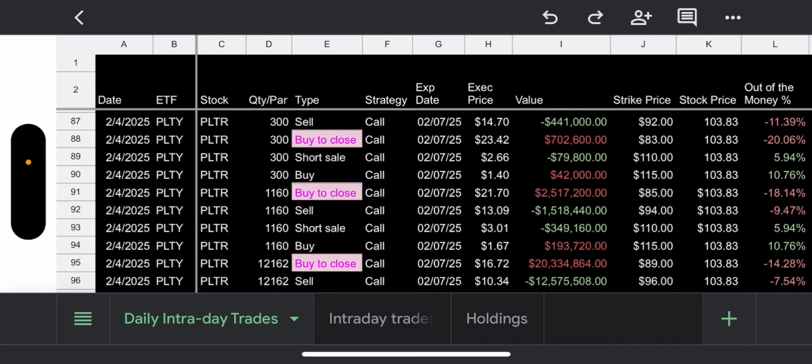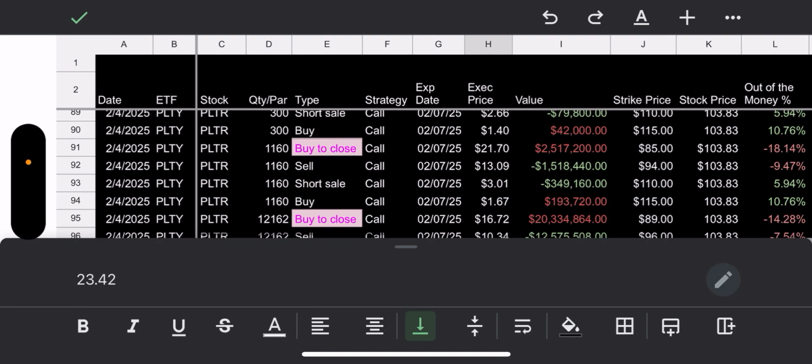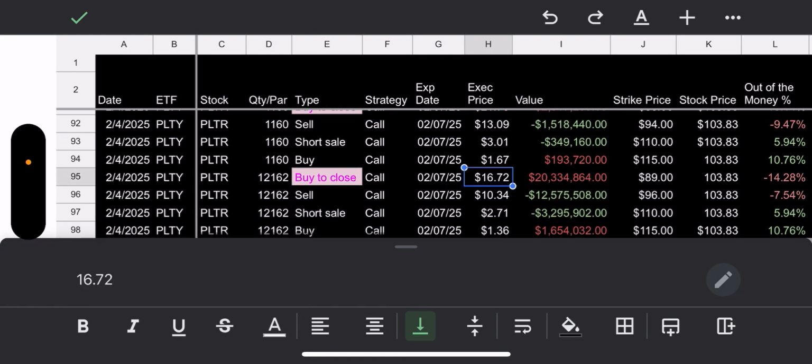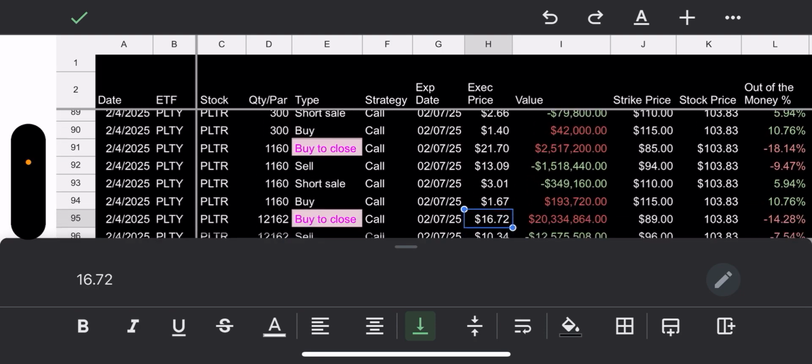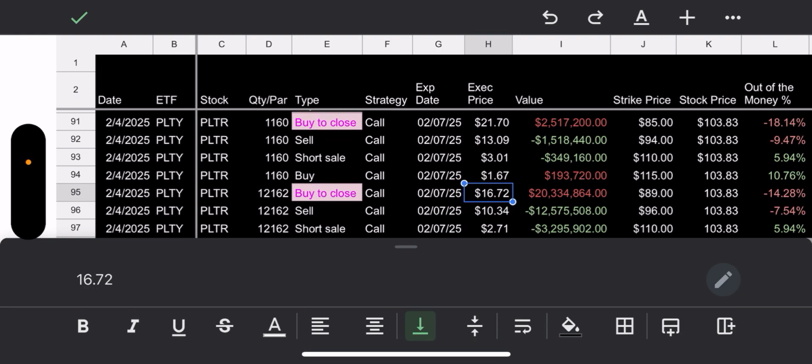All right, now here's the disaster. Ready? Buy to close. They closed some shares. So here they paid $23.42 per share, here they paid $21.70 per share, and here they paid $16.72. So we knew they were going to get their butts whooped on the calls. So here's the whooping.